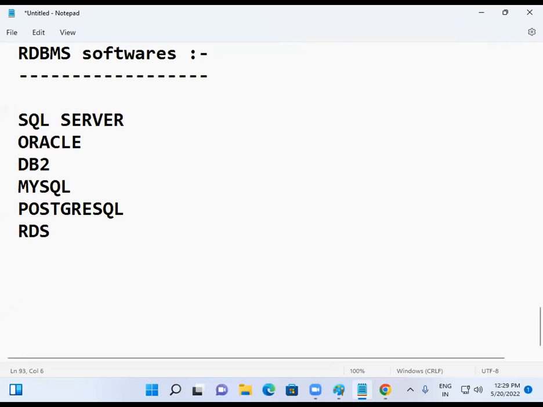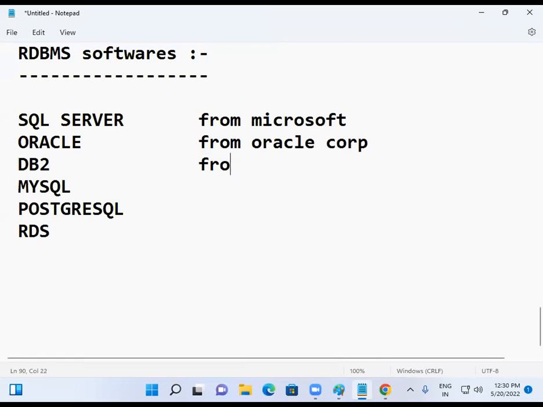They are from different companies, and all belong to the same family. What is that family? The RDBMS family, but they are from different companies. Like you take SQL Server. SQL Server is from Microsoft. Oracle is from Oracle Corp. DB2 is from IBM. MySQL is also from Oracle Corp.